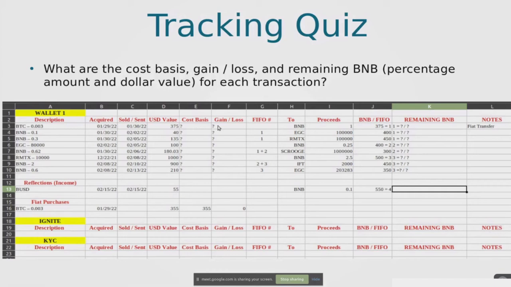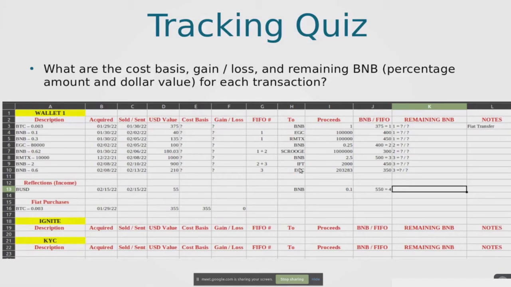Yeah, 355. So when I went to sell that 0.003, I got a value of 375 for it in terms of BNB. So that's a $20 gain. This is the description: acquired, sold, sent, USD value, cost basis, and gain and loss. Those are the required things that match the form. Columns G and beyond are extra things that I'm tracking, and I'll give you a sense of what they are.